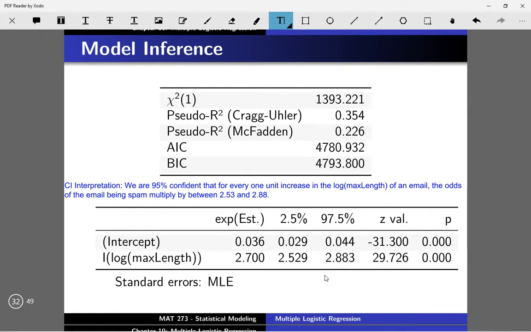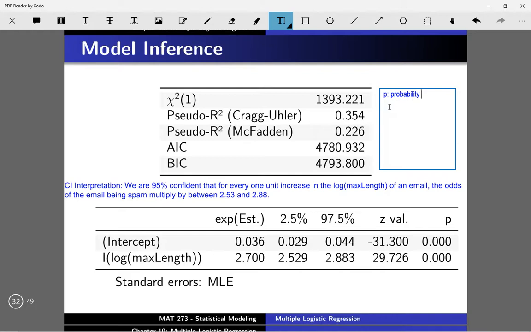Also, again, want to really emphasize that this is not talking about the probability of the email being spam multiplying by this. This is talking about the odds of the email being spam, okay? And these are slightly different because P, and sorry, I know I'm emphasizing this a lot.